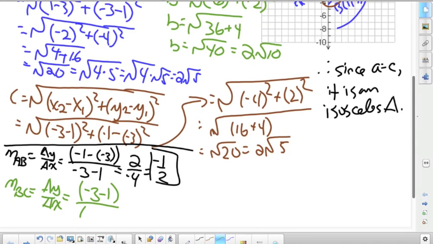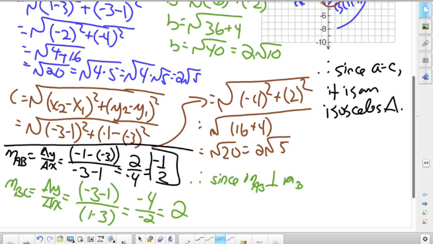all over, so I get -4 over -2, and that slope is 2. Are those negative reciprocals of one another? Well, we take one of them, so let's take -1/2. What's the opposite sign to that? Then it's just a half. And what's the reciprocal of a half? 2. So therefore, since slope of AB is perpendicular to slope BC, it is a right triangle.